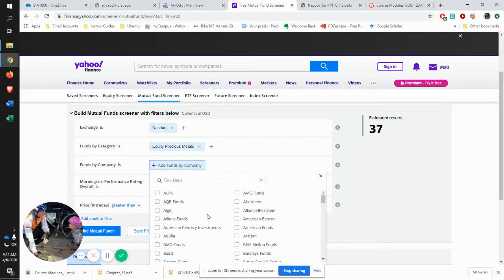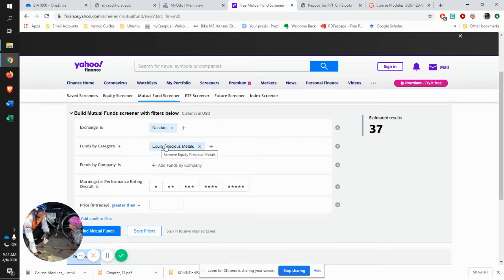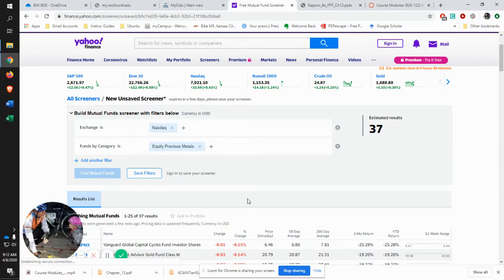Okay. So then you could put in what company is going to be doing that, looking for different funds, things like that. I'm not going to worry about that right now. I just want to know what are some funds out there, mutual funds, that are focused on equity precious metals. I click on Find Mutual Funds.